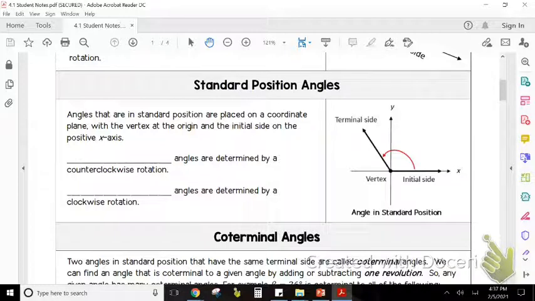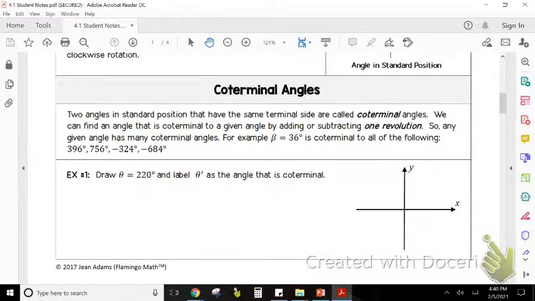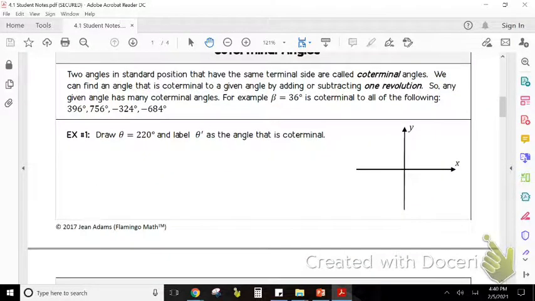All right, so let's talk about some coterminal angles then. So it says two angles in standard position that have the same terminal side are called coterminal angles. So they share the same ending side. So we can find an angle that is coterminal to a given angle by adding or subtracting one revolution, which remember, in degrees is 360 degrees. So any given angle has many coterminal angles.